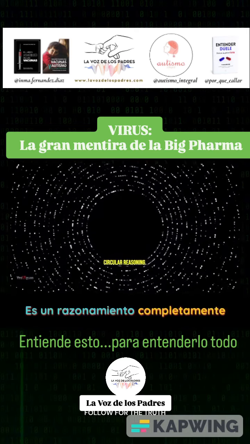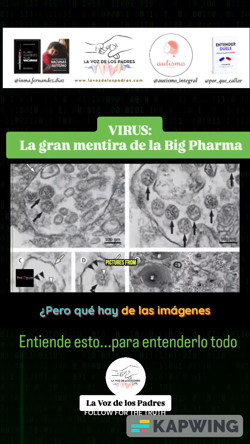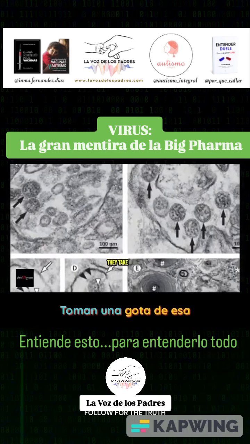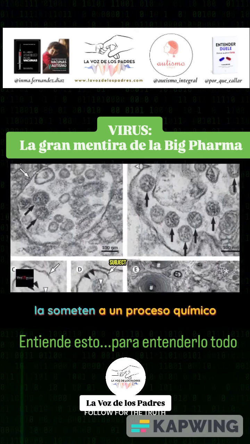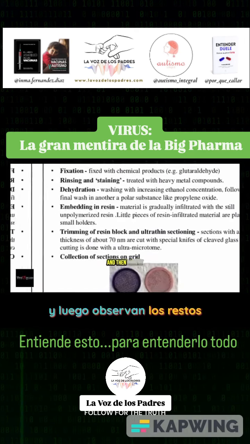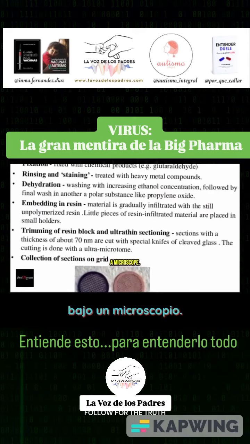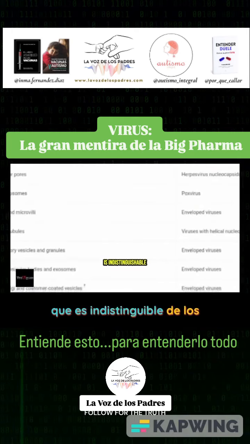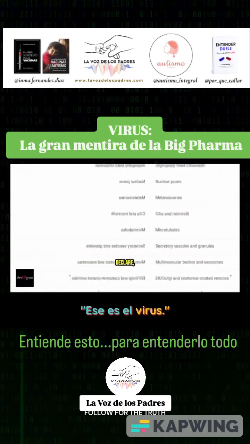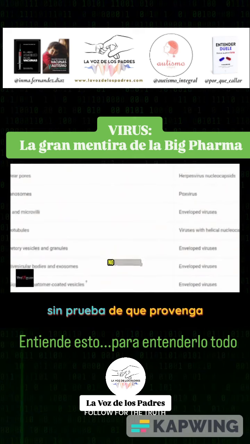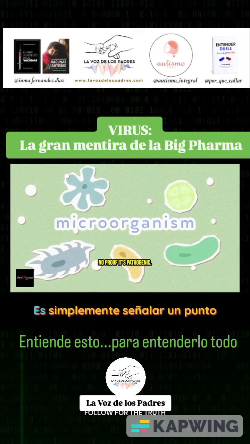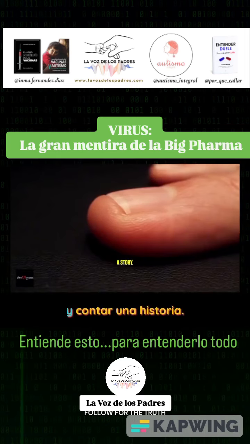It's completely circular reasoning. But what about the pictures from the electron microscope? Those famous spiky balls? They take a drop of that same toxic soup, subject it to a destructive chemical process that kills and distorts everything, and then look at the debris under a microscope. They point to a random particle, which is indistinguishable from normal cellular debris or exosomes, and declare, that's the virus. No purification, no proof it came from a person, no proof it's pathogenic. It's just pointing at a dot and telling a story.